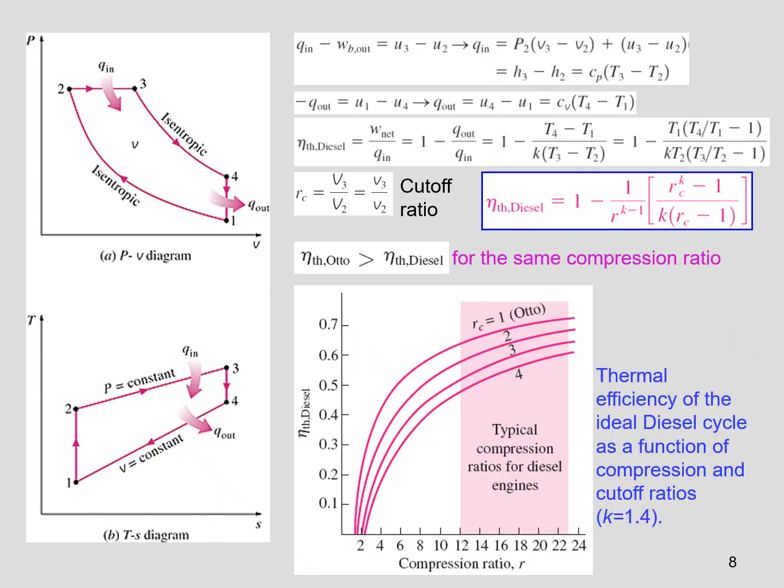And again the formula. Including the compression ratio, in the diesel engine we have another ratio, that is the cutoff ratio. So the cutoff ratio rc, or sometimes we use the density symbol, is equal to V3 by V2. So V3 by V2 is the cutoff ratio. Including both compression ratio and cutoff ratio, we have the simplified equation for the diesel engine. For the same compression ratio, the thermal efficiency of the Otto cycle is greater than the diesel engine.